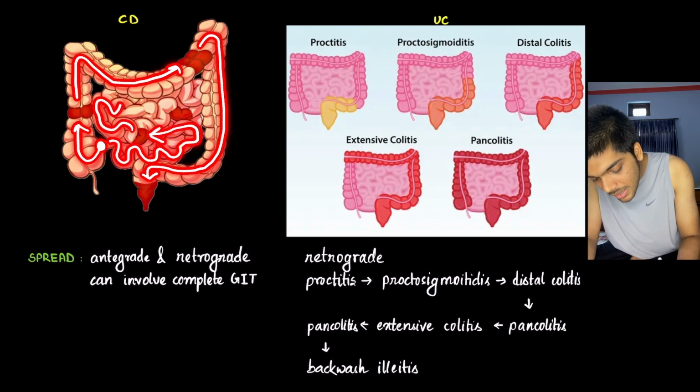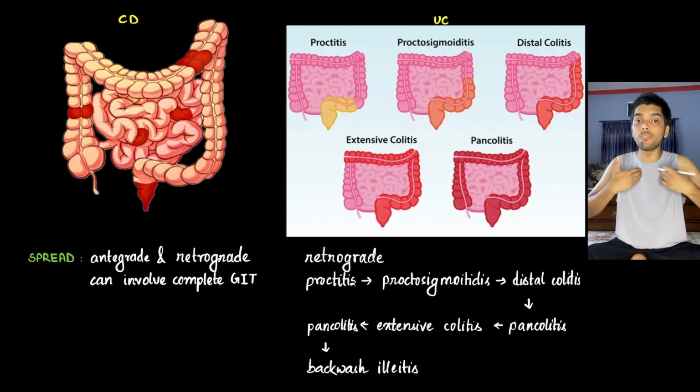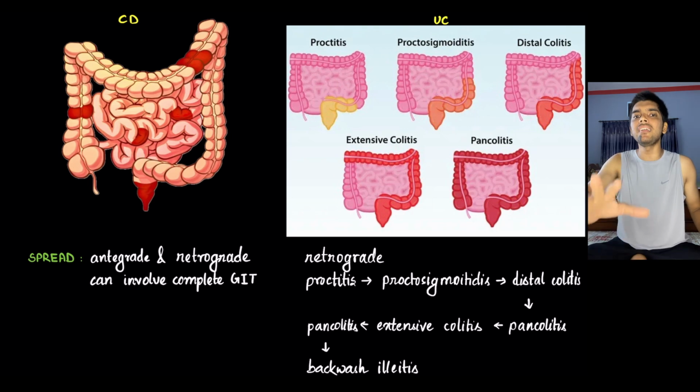It is involving the small intestine. From the small intestine, it can spread into the stomach and then it can go back into the esophagus. So going backward from the ileocecal junction, it can involve the ileum, then the stomach, then the esophagus, and it can involve the complete gastrointestinal tract.